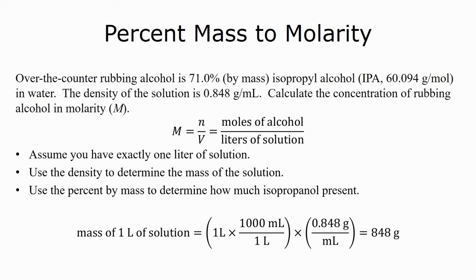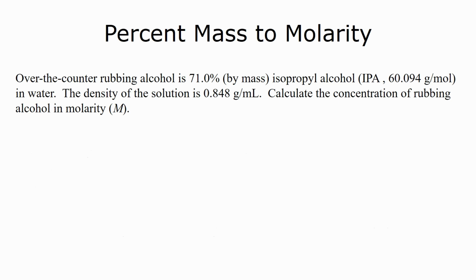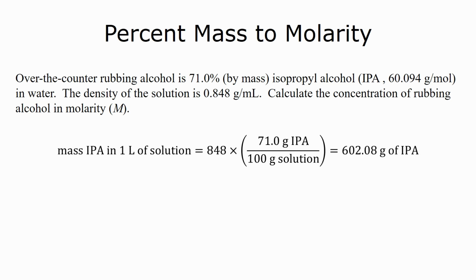So first off, our density is in grams per milliliter, so we need to convert our liters to milliliters, so that's 1,000 milliliters, and so we have 848 grams of solution total. So now that we have that 848 grams, we're going to use the percent by mass to find out how much of that 848 grams is actually isopropanol. And so we just multiply our mass times our percentage divided by 100, and that gives us our mass of isopropanol. Now that we have mass of something, we can easily convert it to moles.